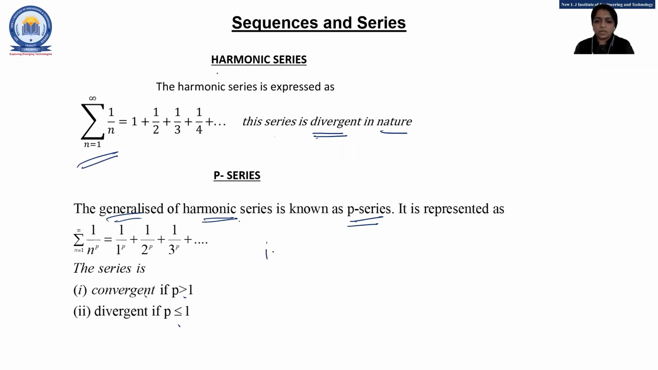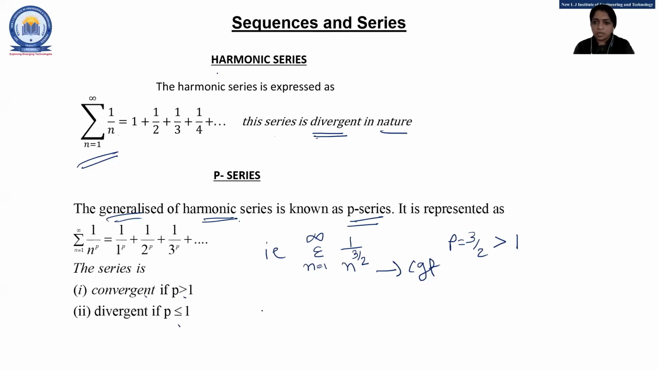See, let me give you one example. Suppose we have a harmonic series 1 upon n raised to 3 by 2. What is your p in this harmonic series? Your p is, see, compare these two. Your p is 3 by 2, which is greater than 1. And this p is greater than 1, so you can directly say that your series is convergent.